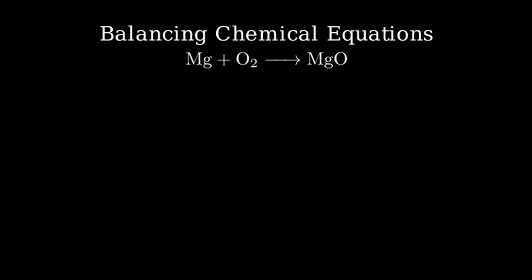Now, let's count the number of atoms for each element on both sides of the equation. On the reactant side, we have one magnesium atom and two oxygen atoms. On the product side, we have one magnesium atom and one oxygen atom.